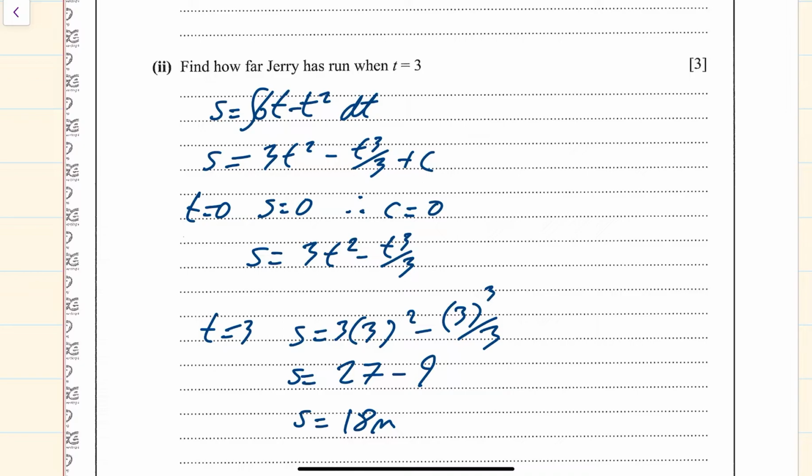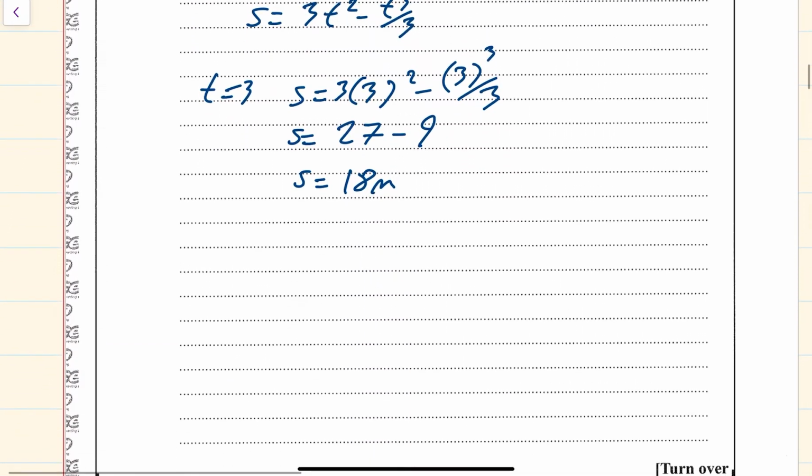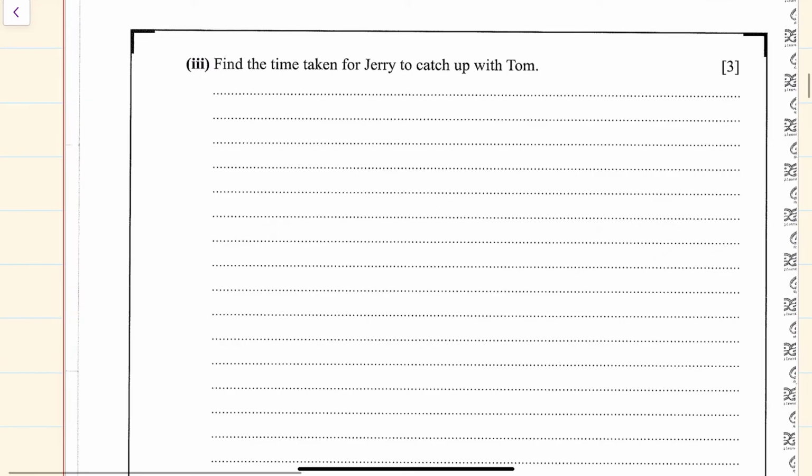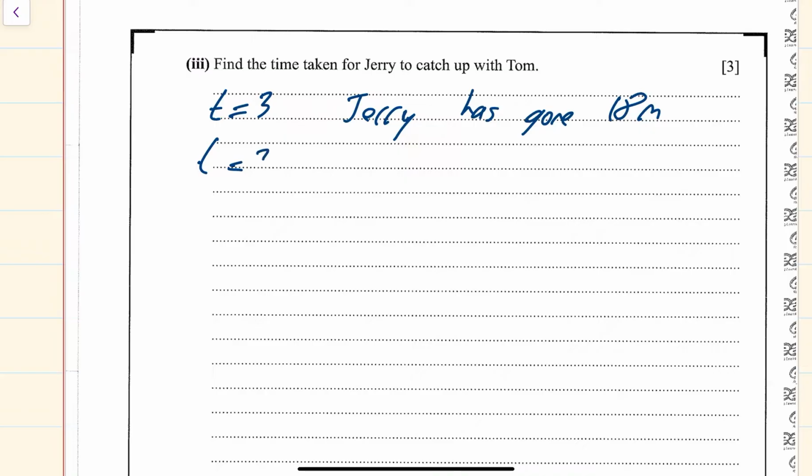Okay, next one says find the time taken for Jerry to catch up with Tom. So we want to find where they are at t is equal to 3. When t is equal to 3, Jerry, we have just worked out, has gone 18 meters. So when t is equal to 3, Tom has gone. If you look back to the start of this, it told you that Tom was going at a constant speed of 8 meters per second. So in 3 seconds he's gone 8 times 3, he's gone 24 meters.